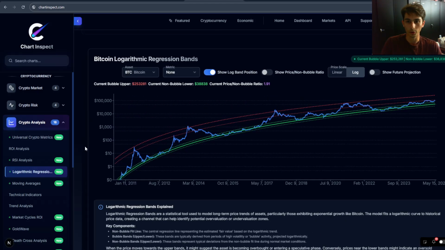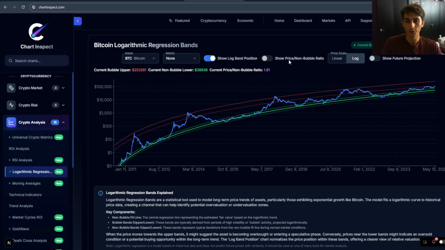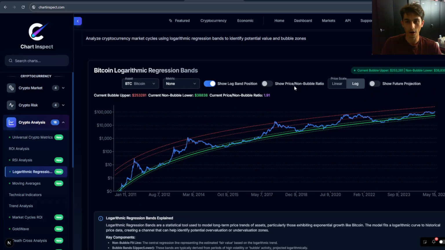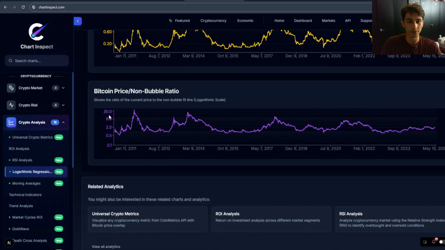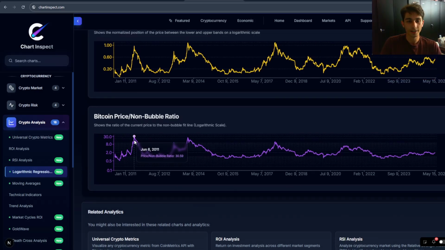If you also take a look at the price divided by the non-bubble fit level, which is the value zone right there, and you show the ratio between the two, you can see it goes from 0 to 30. An interesting thing about this chart is that in the first cycle we hit 30.59. In the second cycle we hit 23.